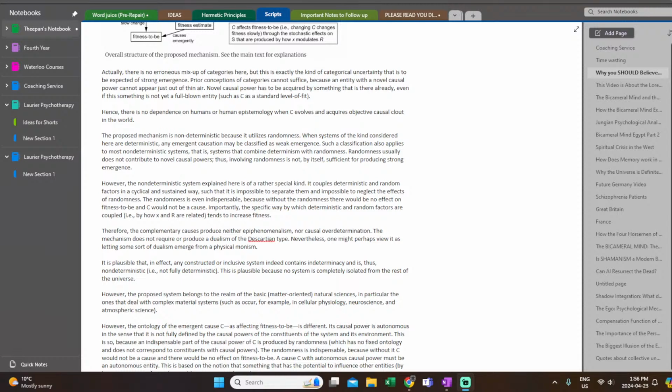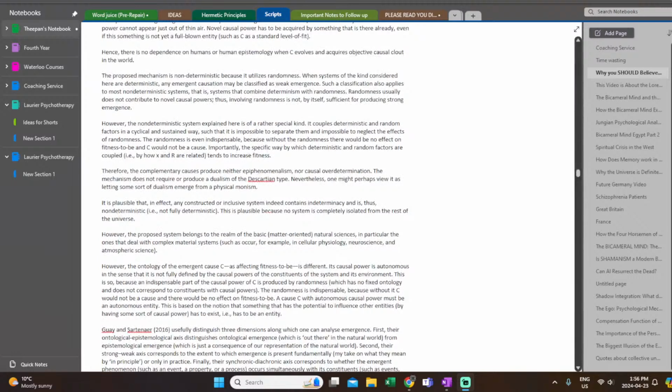It is possible that in effect any constructed or inclusive system indeed contains indeterminacy and is thus non-deterministic, not fully deterministic. This is plausible because no system is completely isolated from the rest of the universe. Okay, hold on. What does it say? It is possible that, in effect, any constructed or inclusive system contains indeterminacy and is, thus, non-deterministic.